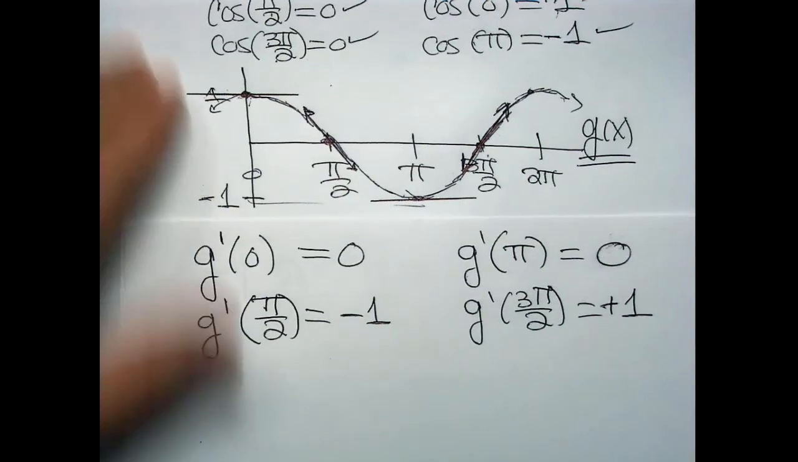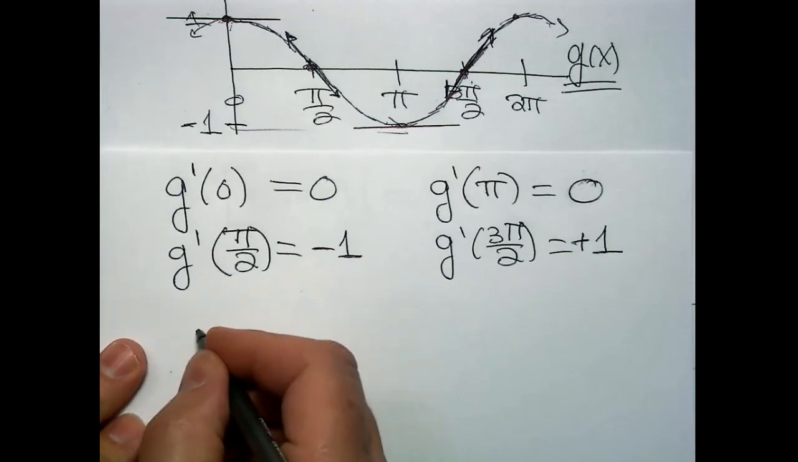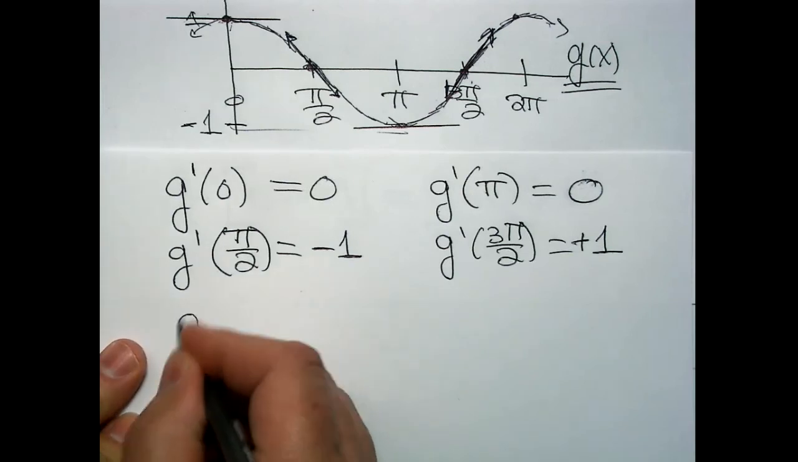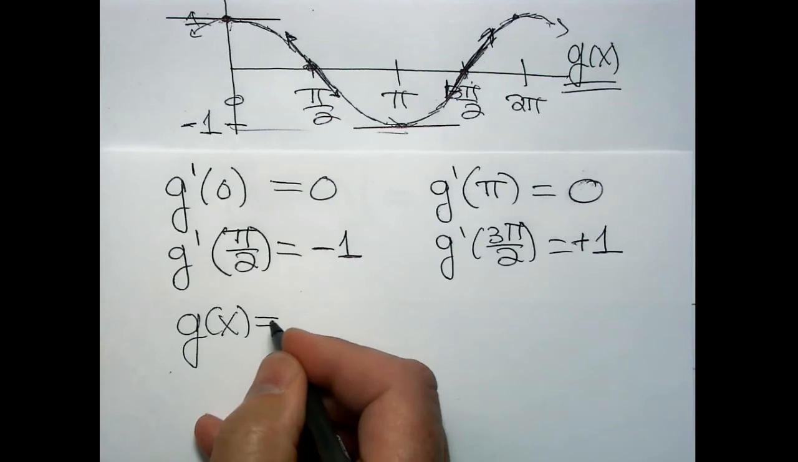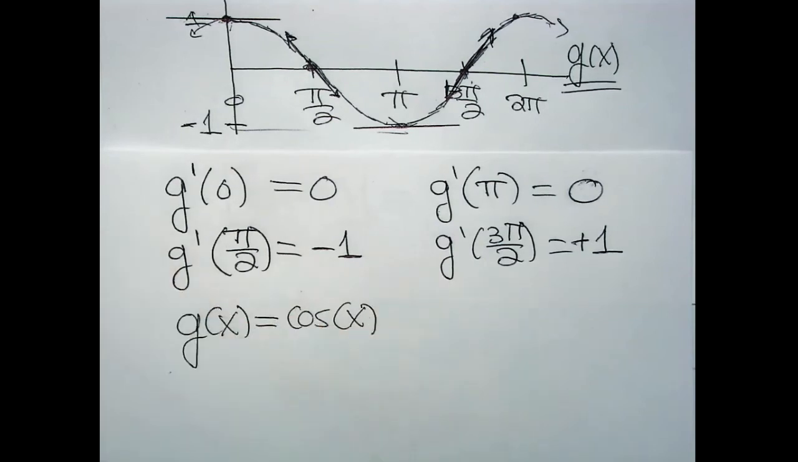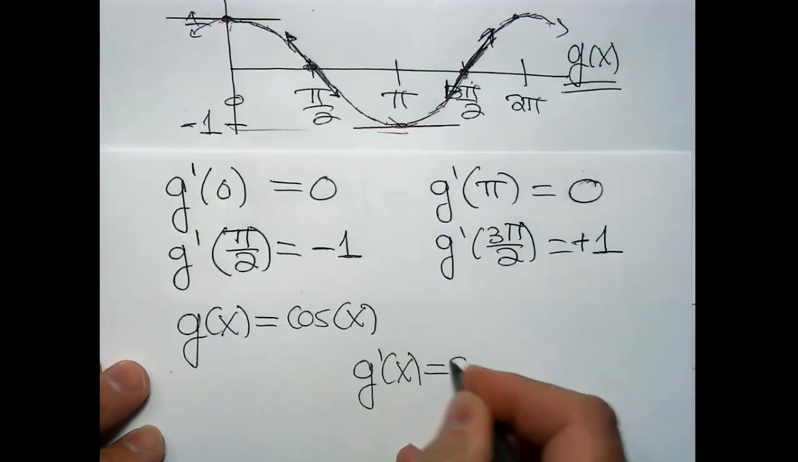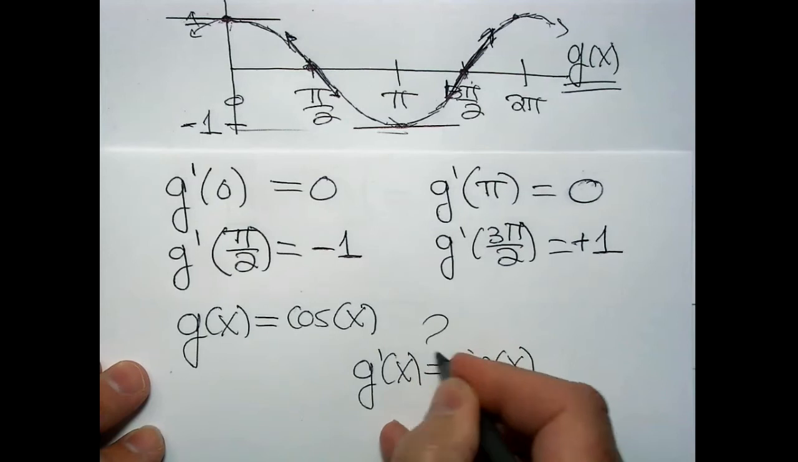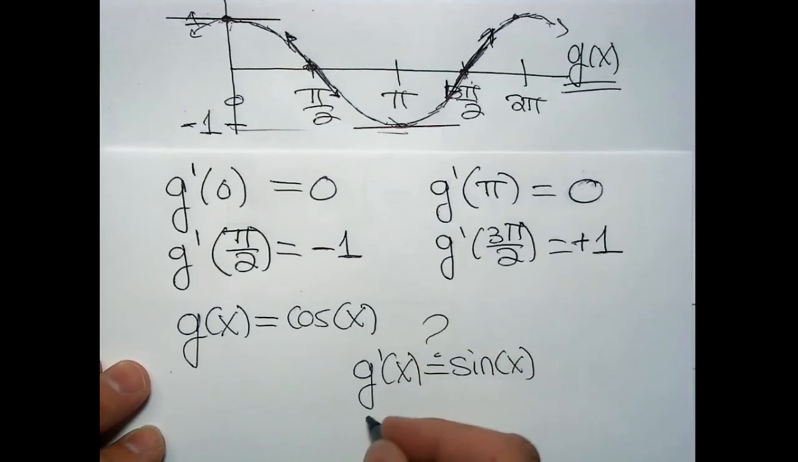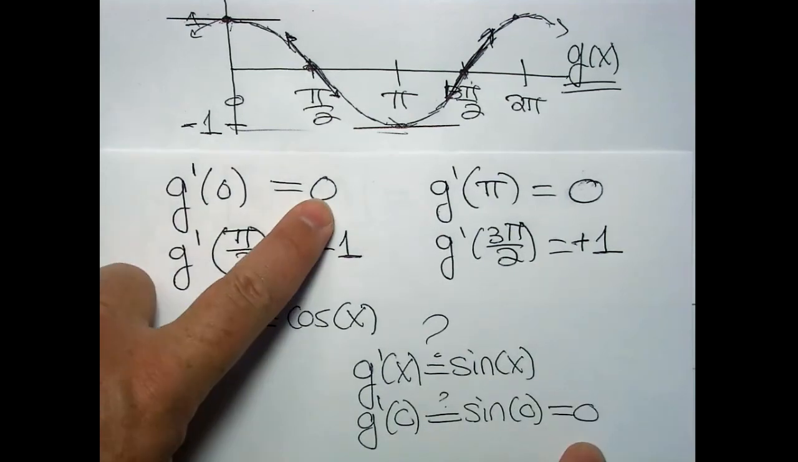So which function would give me all of those values? Let's try sine. So g of x is the cosine function, and g prime ought to be the derivative. So I guess that's the question. Hey, maybe g prime is sine. Let's try it. G prime of 0. Are you really the sine of 0? Yes, you are. So that's looking good so far.